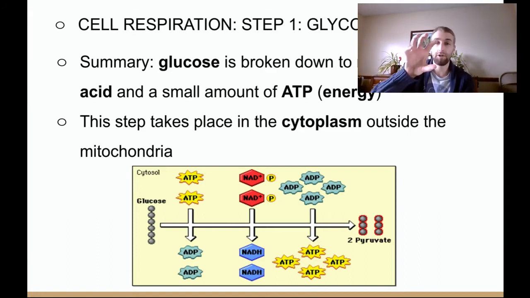So we start with glucose, sugar. That's our food molecule. We are going to break it down to give us pyruvic acid or pyruvate, and we get a little bit of ATP. Remember, ATP is like the battery of the cell. That's what we want. That's the whole point of the process, because we can use that to do anything that the cell needs to use energy.